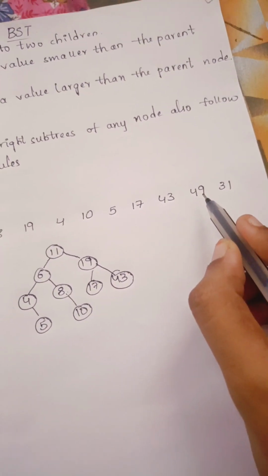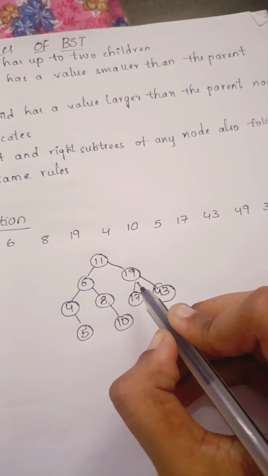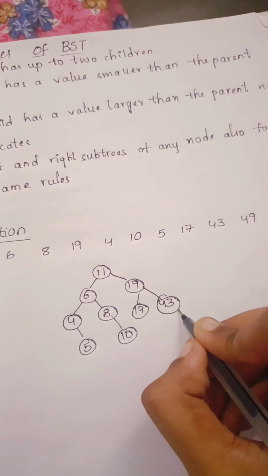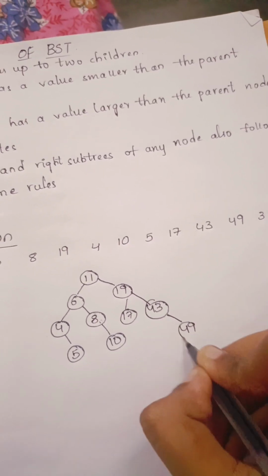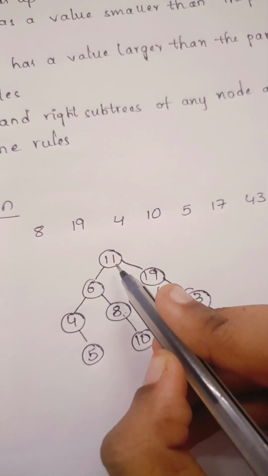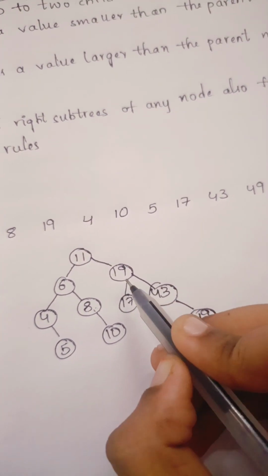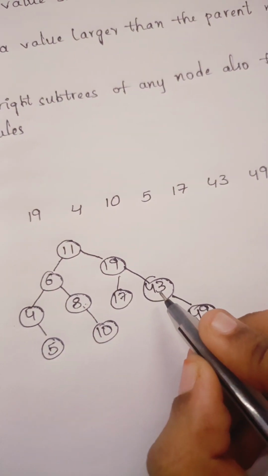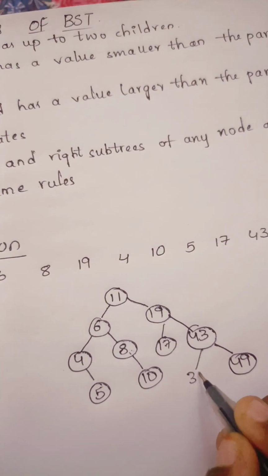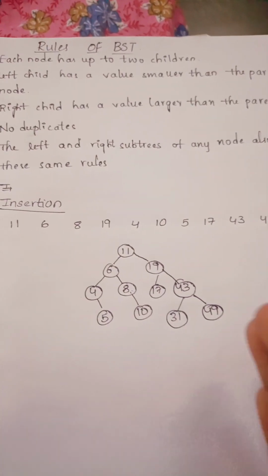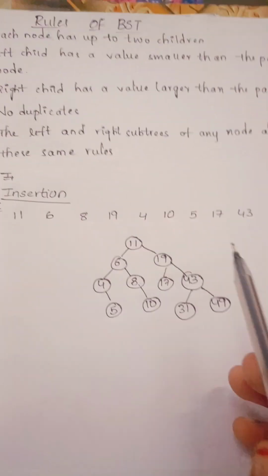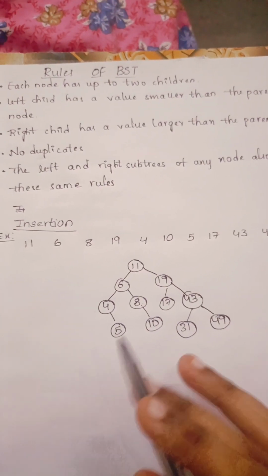Next element is 49. 49 is greater than 19 and it is also greater than 43. So it should be placed right side of the 43. The last element is 31. Here 31 is greater than 11 and it is greater than 19. It is less than 43. So it should be placed left side of the 43. So this is the final tree after the insertion in BST. This is the process and the construction rules that we follow.